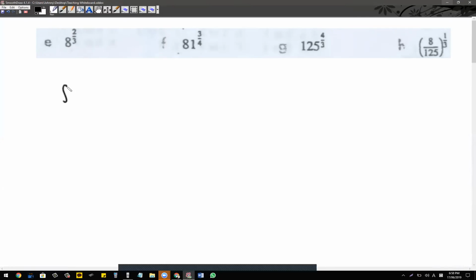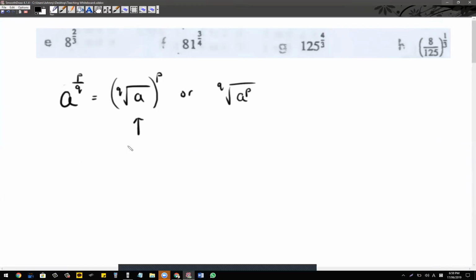If you have a to the power of p over q, this is the same as the qth root of a to the power of p, or it's the qth root of a with the power of p inside. It doesn't really matter which way you do it, but this is a lot easier than the other one. So I'm going to show you.